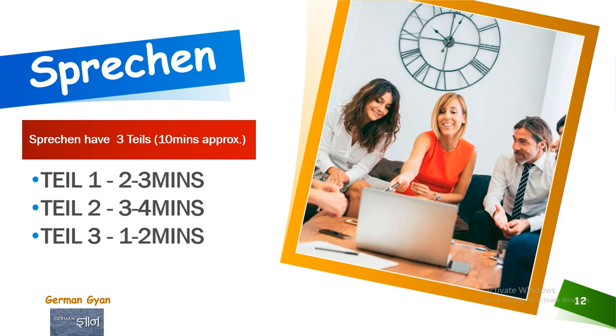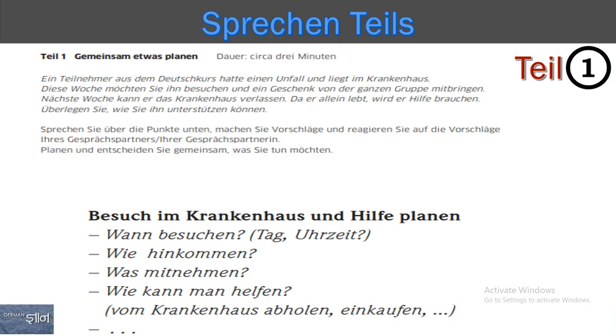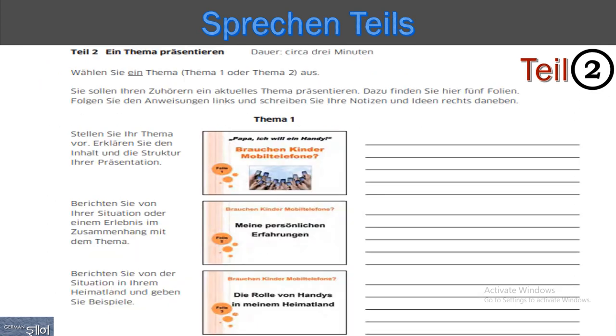Let's go to the next section, which is Sprechen. In Sprechen we have 3 tiles. It takes approximately 9 to 10 minutes for all the tiles. In the first tile you will have your normal introduction with the teacher and questions on that. In the second, you will get one situation on which you have to do the planning with your partner, and in Tile 2 you have to give the theme presentation as you see on your screen. So here you have to present the theme presentation.